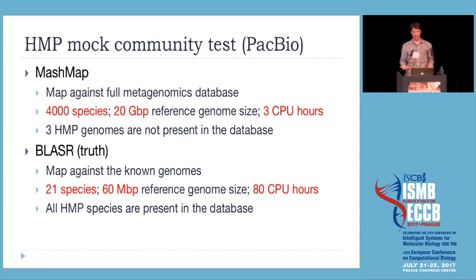So we're talking about a 20 gig database versus a 60 meg database. And MashMap took 3 CPU hours to map against all of RefSeq versus Blazor taking 80 CPU hours to map to only the 21 genomes that are known truth, right? To make it even harder, there was 3 genomes in that HMP sample that weren't in the RefSeq database, so we were handicapped even a little further.